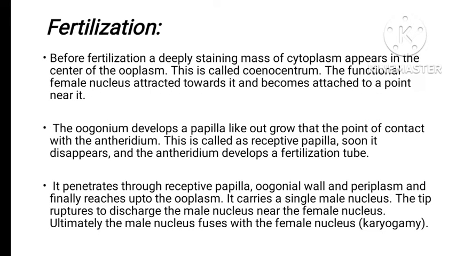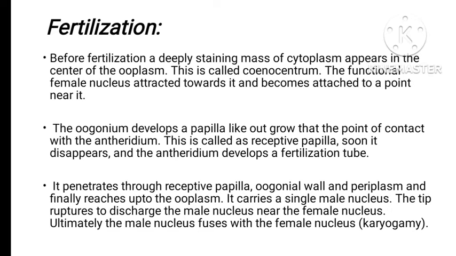Fertilization. Before fertilization, a deeply staining mass of cytoplasm appears in the center of the ooplasm. This is called coenocentrum. The functional female nucleus moves towards and becomes attached to a point near it. The oogonium develops a papilla-like outgrowth at the point of contact with the antheridium. This is called the receptive papilla.